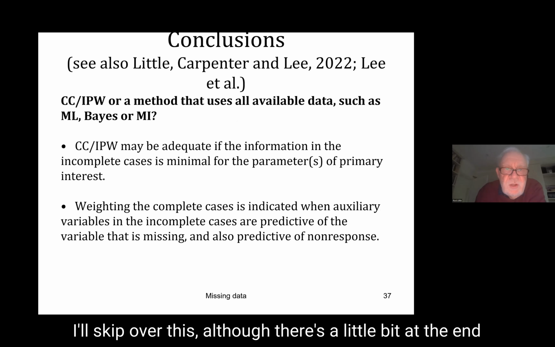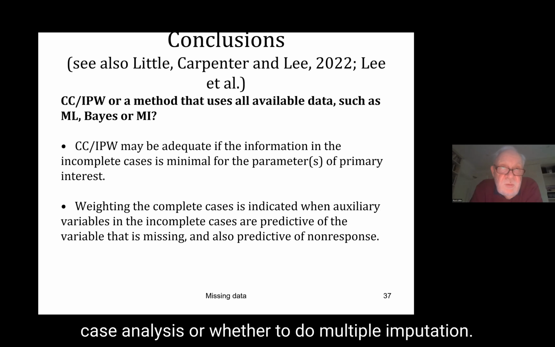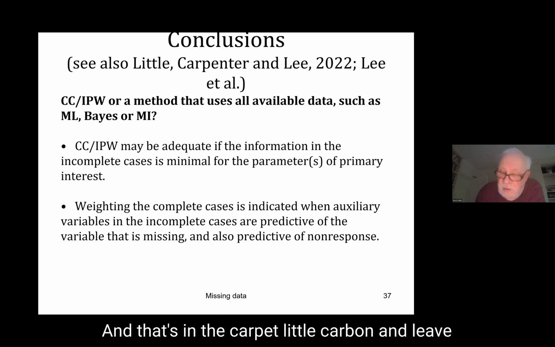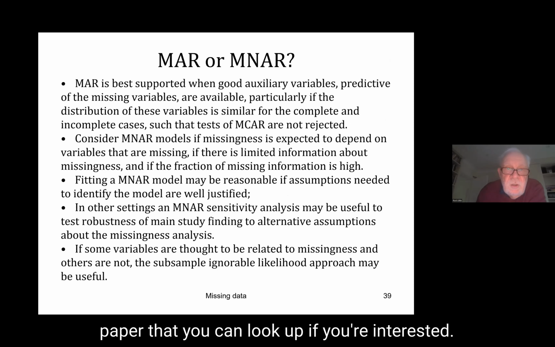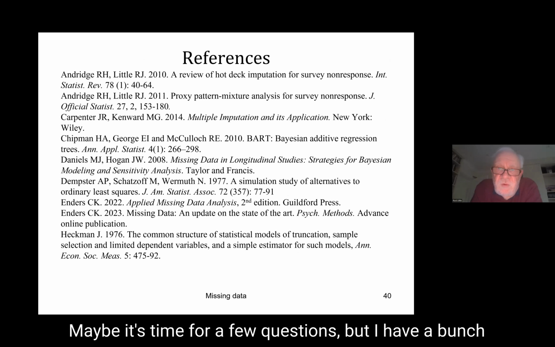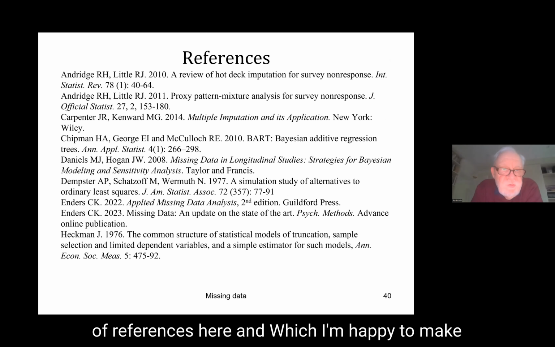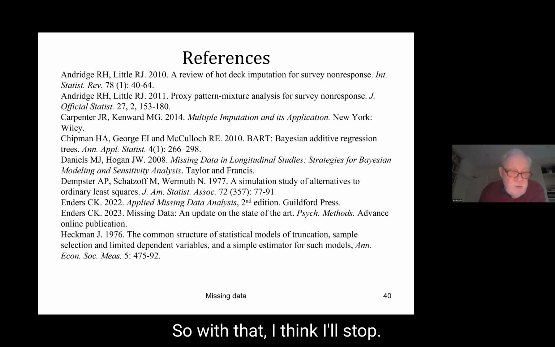I'll skip over this. There's a little bit at the end here on whether to do weighting, or complete case analysis, or multiple imputation. That's in the little Carpenter and Lee paper that you can look up if you're interested. So I think I'll stop there. I think I'm pretty much out of time. Maybe it's time for a few questions, but I have a bunch of references here, and I'm happy to make the slides available to anybody who wants them. So with that, I think I'll stop.